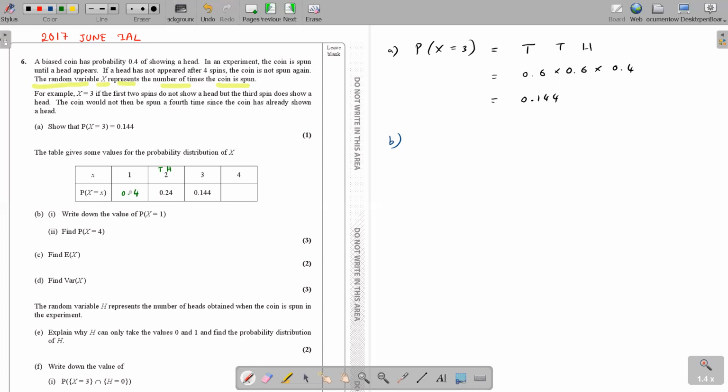Then, children, to fill this fourth one, to get the probability X equals 4, there are two ways of doing this. What is the easiest way to fill this? 1 minus all of them, right? Yeah, it's the probability table. Total probability must always add up to 1. So the easiest way is to add all these and subtract the sum from 1.